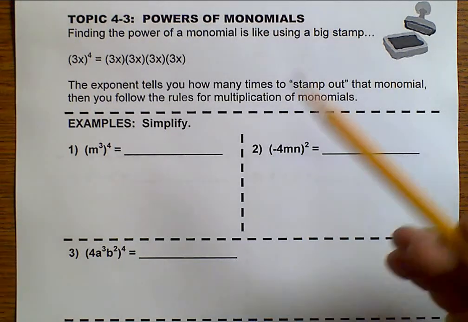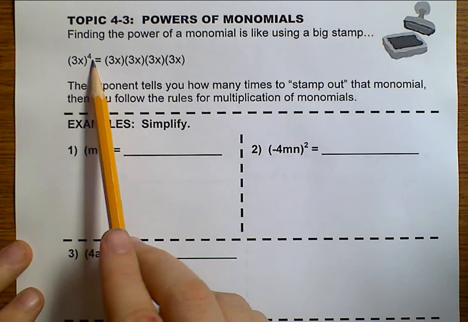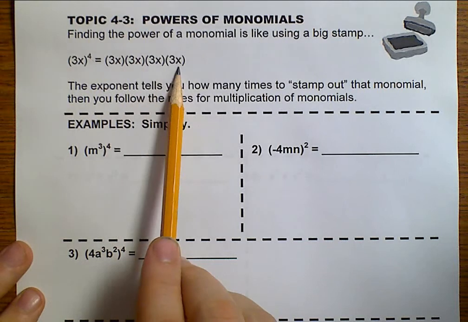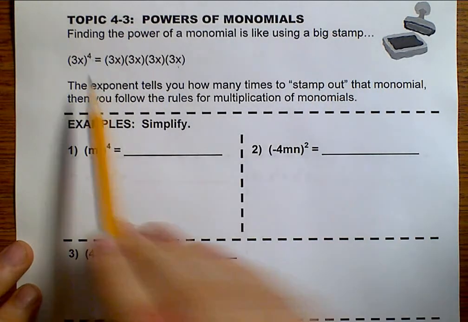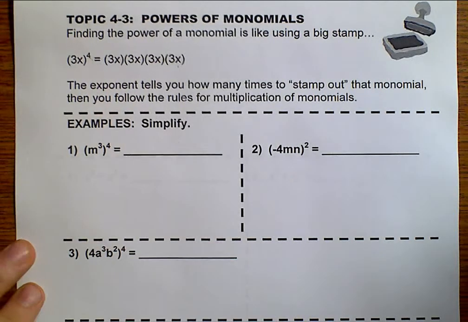So, finding the power of a monomial is kind of like a big stamp. 3x to the fourth is 3x times 3x times 3x times 3x. Essentially, the exponent tells you how many times to stamp out the monomial. So let's go ahead and look at number 1.